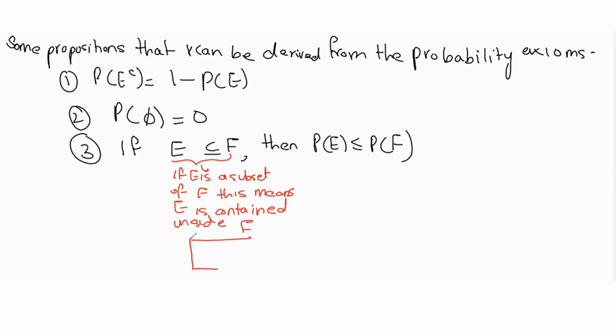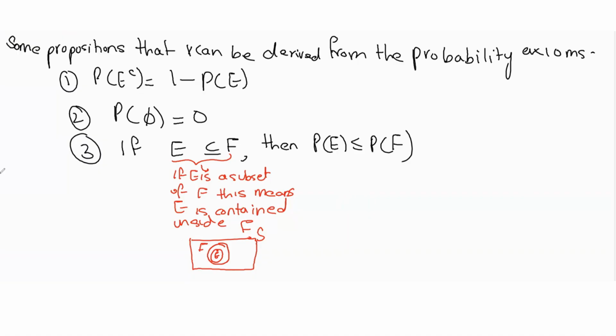If we illustrate this using a Venn diagram, this is the sample space, and if we represent event F as this, then this is event E. E is contained inside F. And this proposition says then probability of E is less than or equal to probability of F.